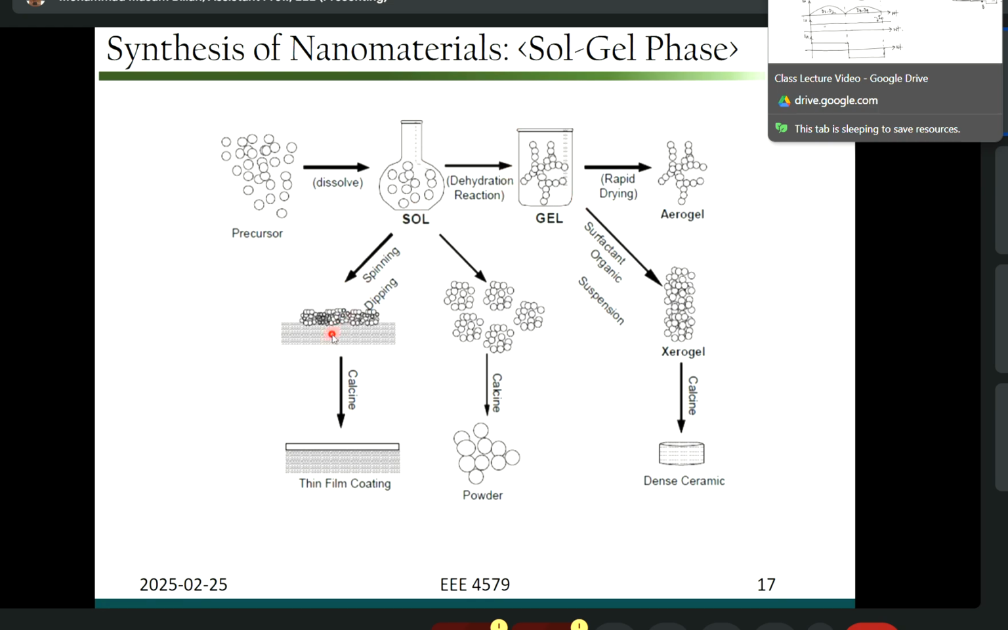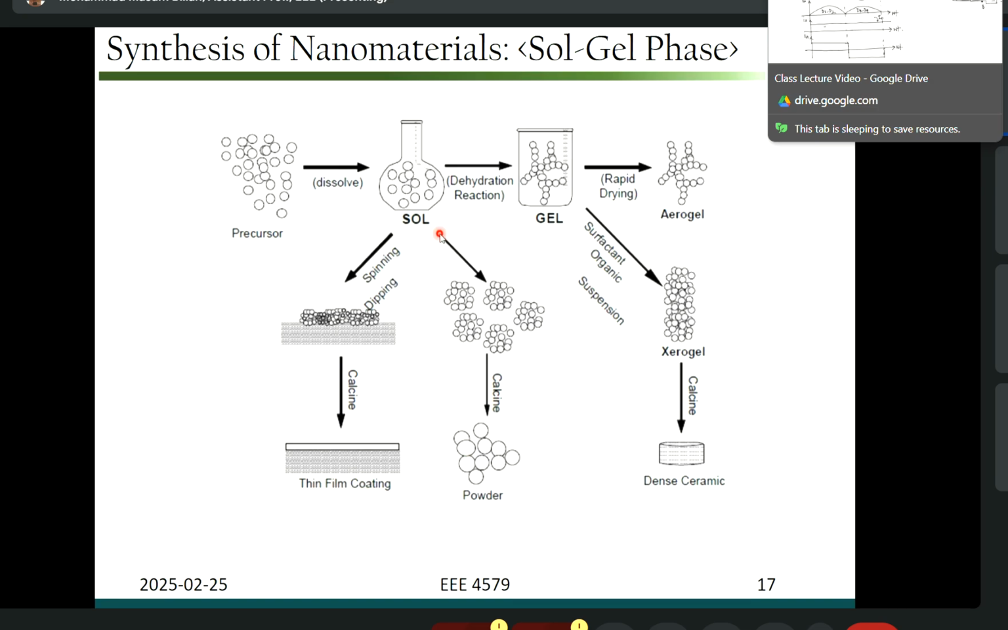For the solution based material, you have different ways to remove the solution, the liquid, from the material. And for the gel, you also have some method to make it more condensed and then deposit it on the ceramic, and the solution is deposited on the thin film substrate. This is a thin film coating.